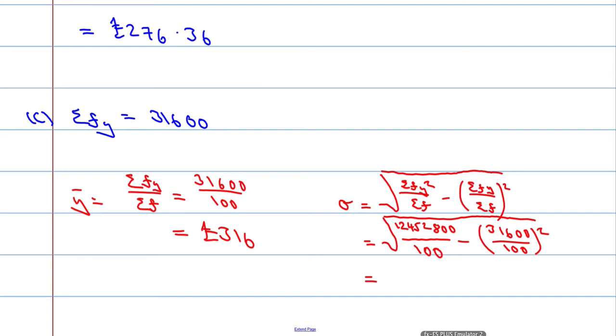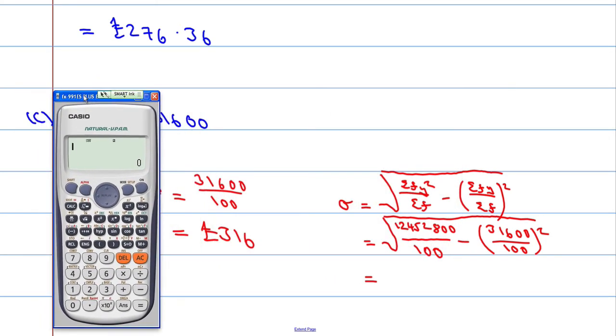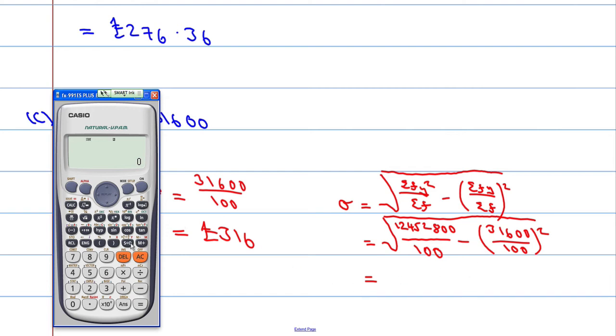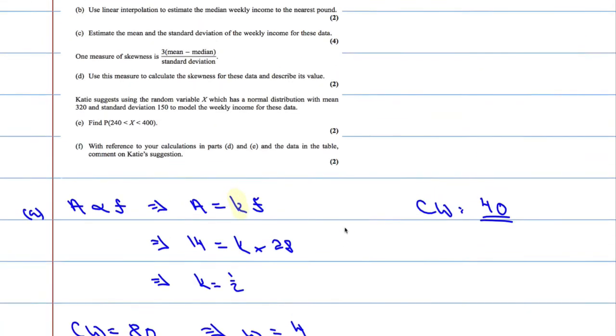Now we could type that all into the calculator. I'm not really all that bothered. I'm actually going to get the calculator to do all the work for me here. I'm going to hit shift, stat, var. Go for option number 3 here. 157.07. Okay, so that's the standard deviation.